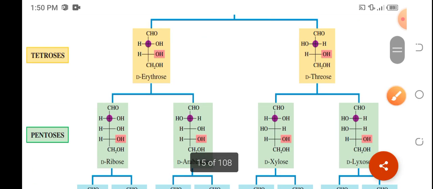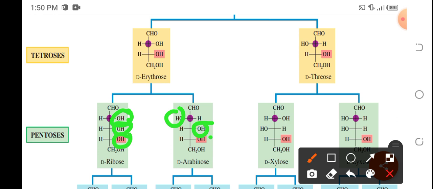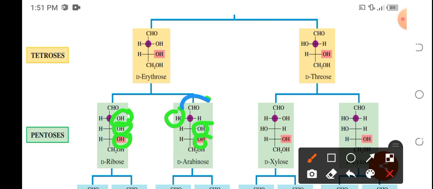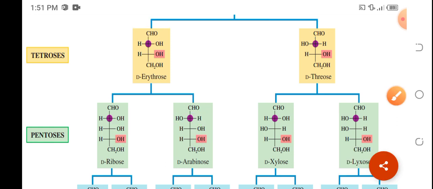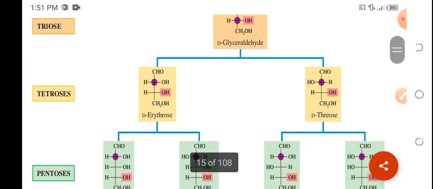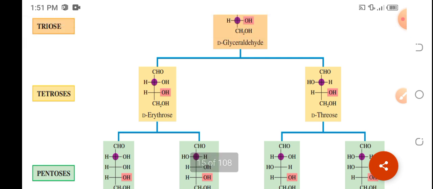Okay. So, ito. Madami. Polyhydroxy. Madami siyang hydroxy. Aldehyde. Ito, nandito yung aldehyde. Functional group niya. Yan, sa taas. Okay. So, this, the diglyceraldehyde, erythrose, triose are aldoses.